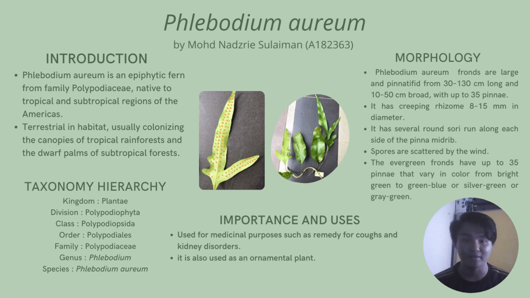It has several sori that run along each side of the midrib. The spores are dispersed by the wind, and the evergreen fronds have up to 35 pinnae that vary in color from bright green to green blue or silver green and also gray green.